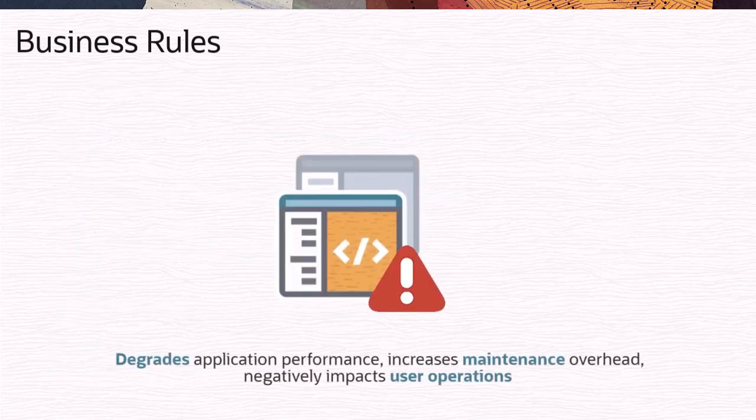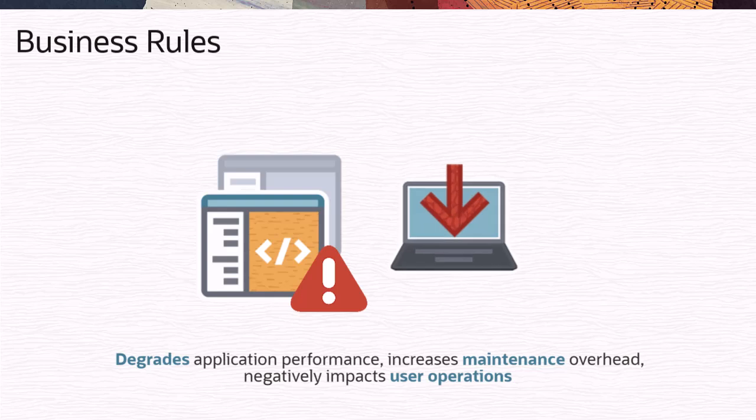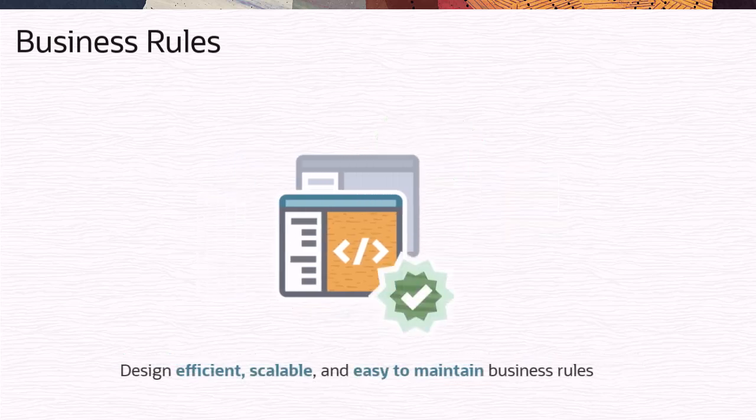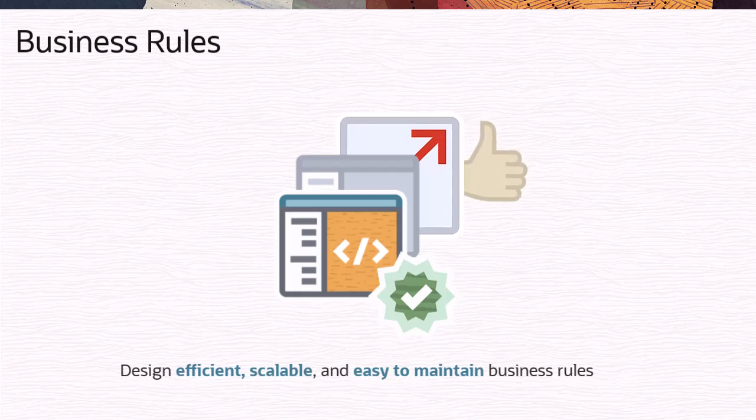Poorly written business rules can degrade application performance, increase maintenance overhead, and negatively impact user operations. Here's how you can design business rules that are efficient, scalable, and easy to maintain.